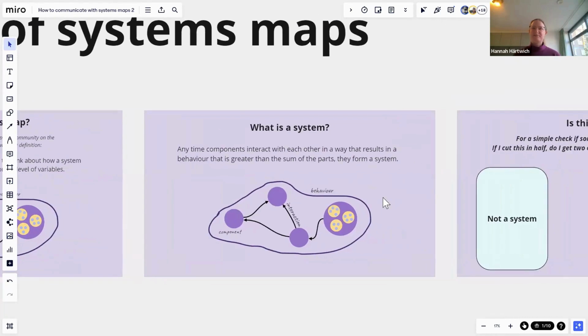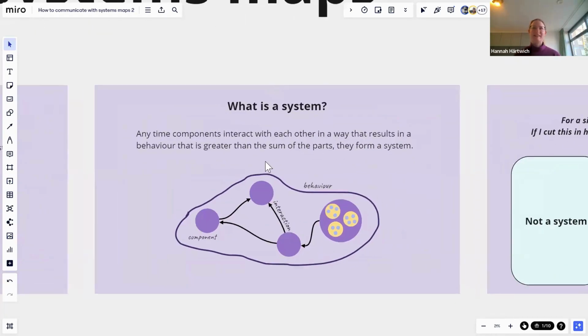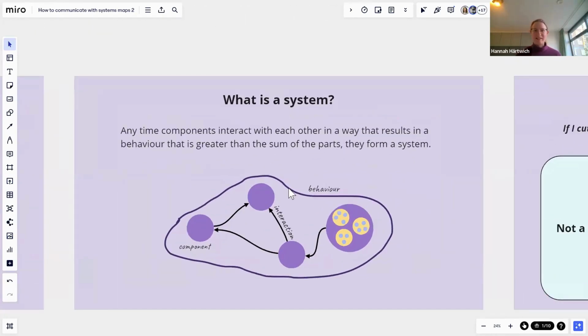And then simplifying it even further, I know many of the people here today are part of the system innovation community, so they might be more familiar with these concepts, but some might also be new. So to really go back to basics, what is actually a system? The definition I like to use is that anytime components interact with each other in a way that results in a behavior that is greater than the sum of the parts, they form a system.